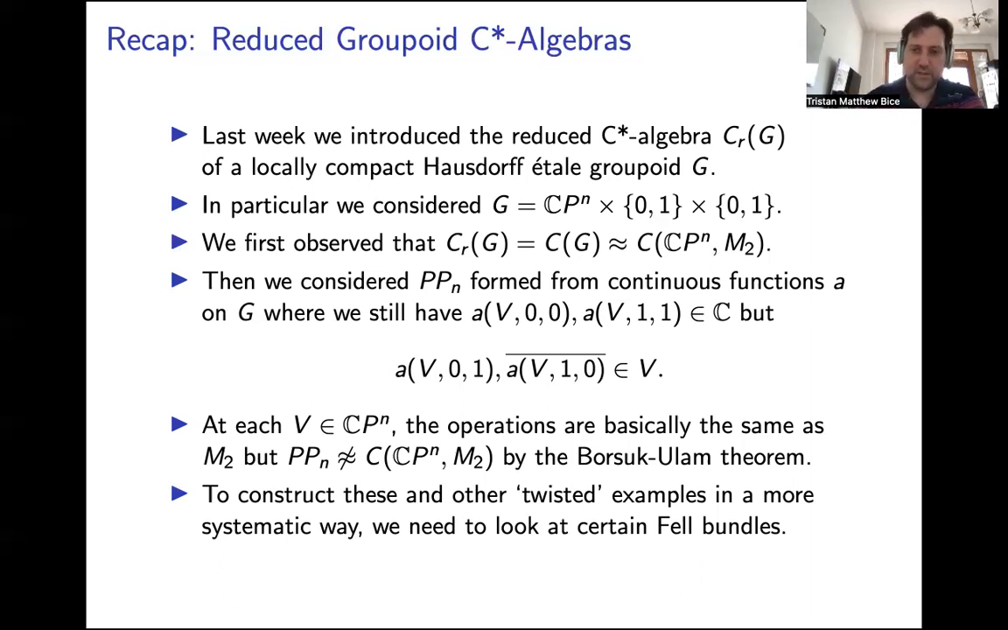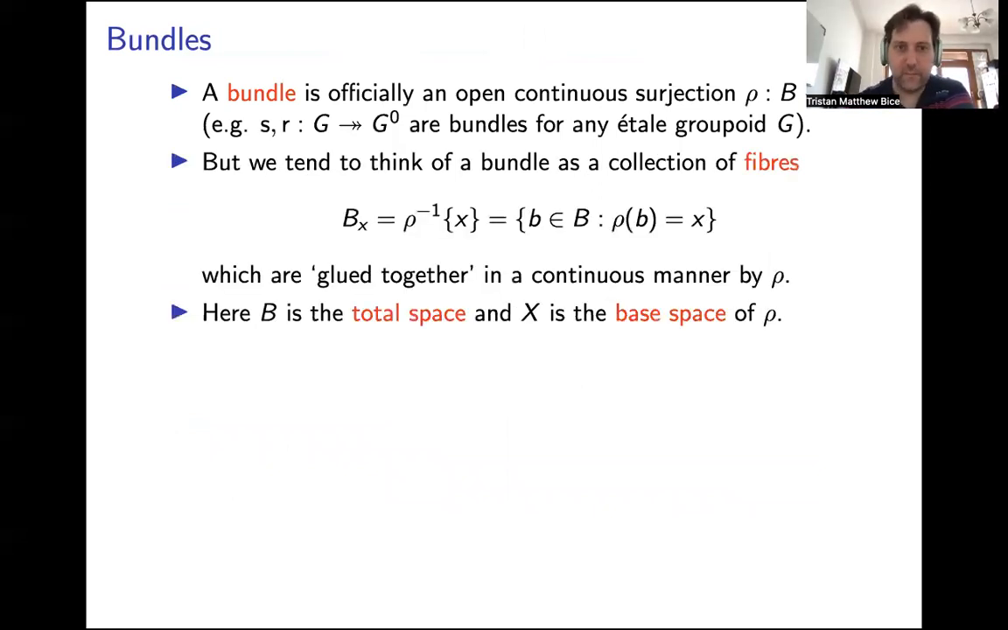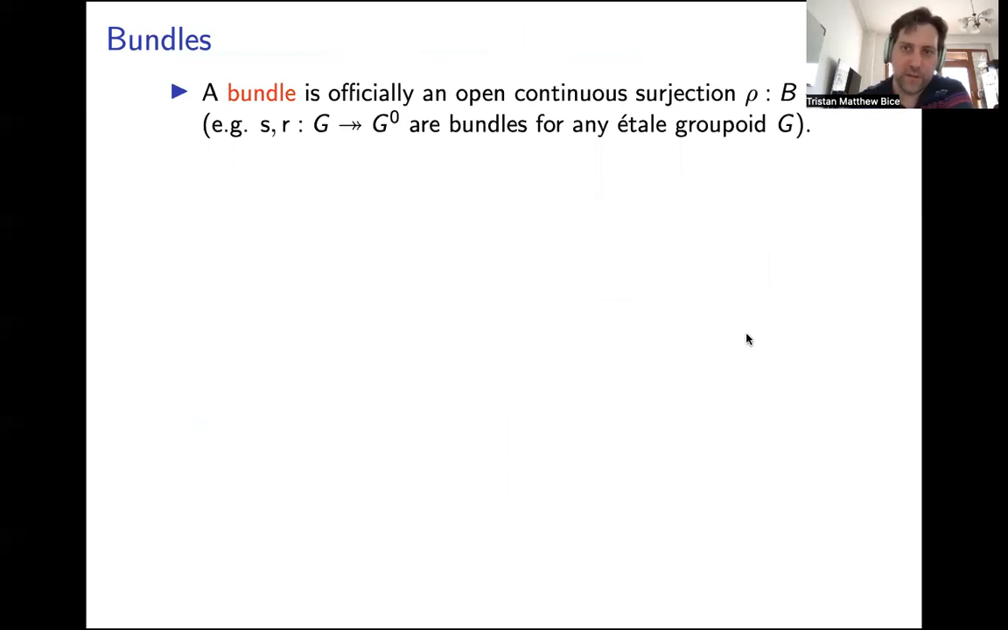We're going to start from the basics and just look at, to begin with, just bundles. So what is a bundle? Well, officially, a bundle is really just another name for a map, right? So it's just an open continuous surjection from some space B onto another space X. By this definition, you can see that if you have an Étale groupoid, for example G, then the source and range maps are indeed open continuous maps onto the unit space. So in that sense, these really are bundles over the unit space.